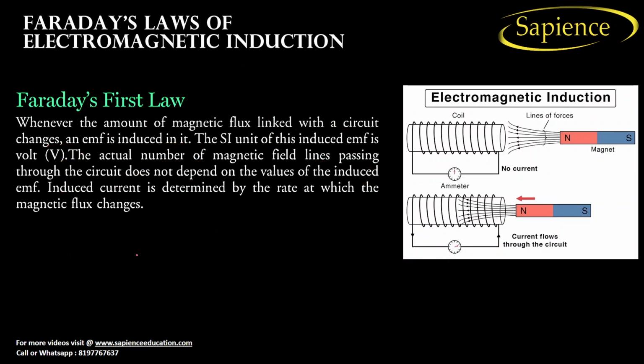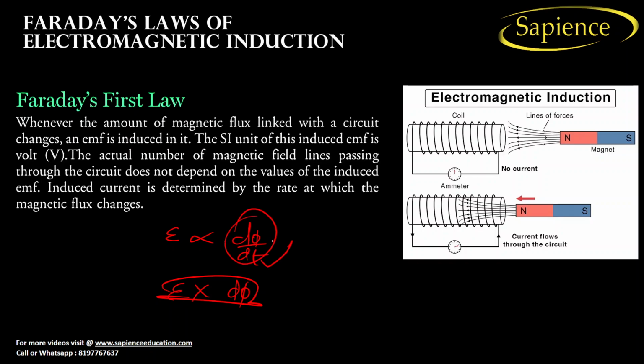As per Faraday's first law, EMF is proportional to the rate of change of flux. It is not proportional to d phi, it is the rate of change of flux. Whenever there is a change, then only EMF will be induced. This is the final one.